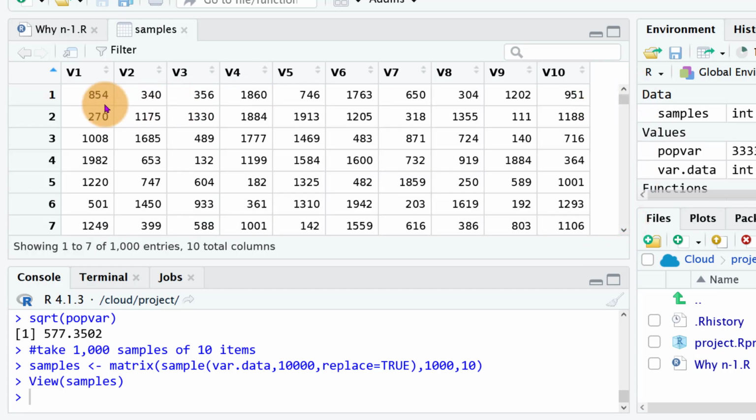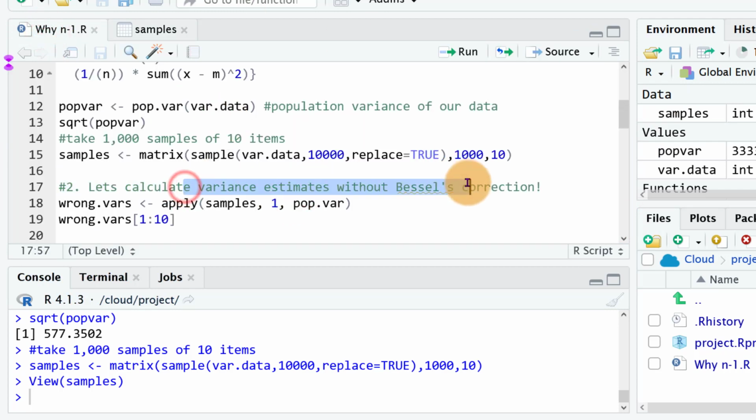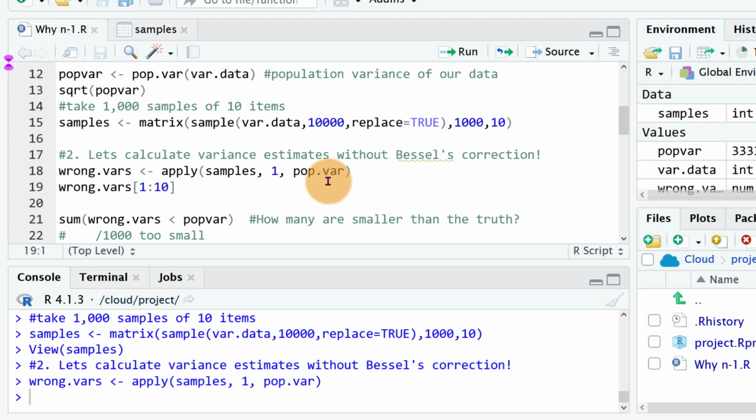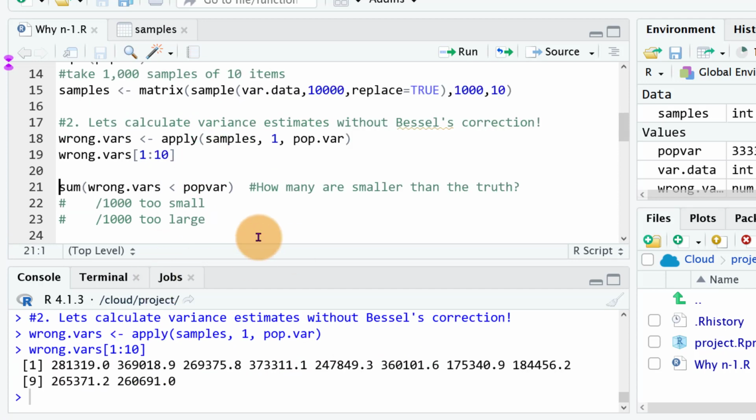What we're going to do is calculate the variance of each row, of each sample. All right. So let's calculate our sample variance estimates, but we're going to divide by n instead of dividing by n-1. And we're going to see what goes wrong when we do that. They're going to be too small. So wrong.vars is apply to my samples the population variance formula. 1 says do it for each row. So we're going to end up with 1,000 estimates of the population variance. Let's just look at the first 10 estimates that we got.